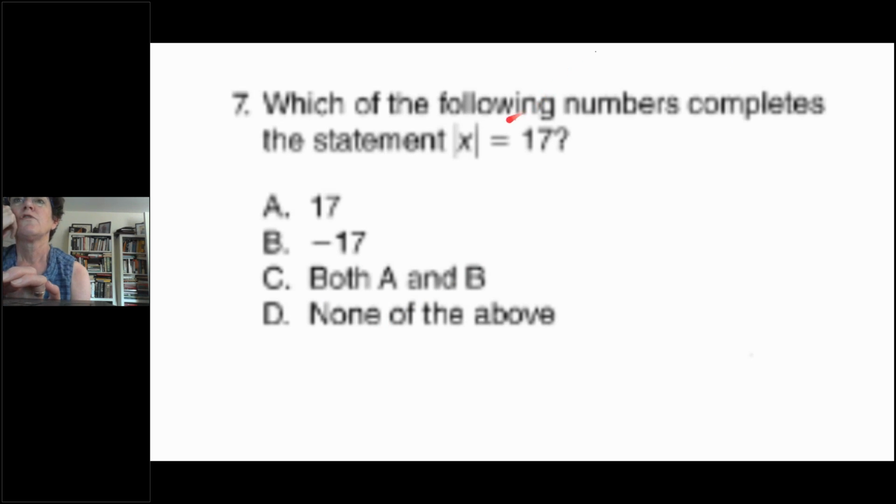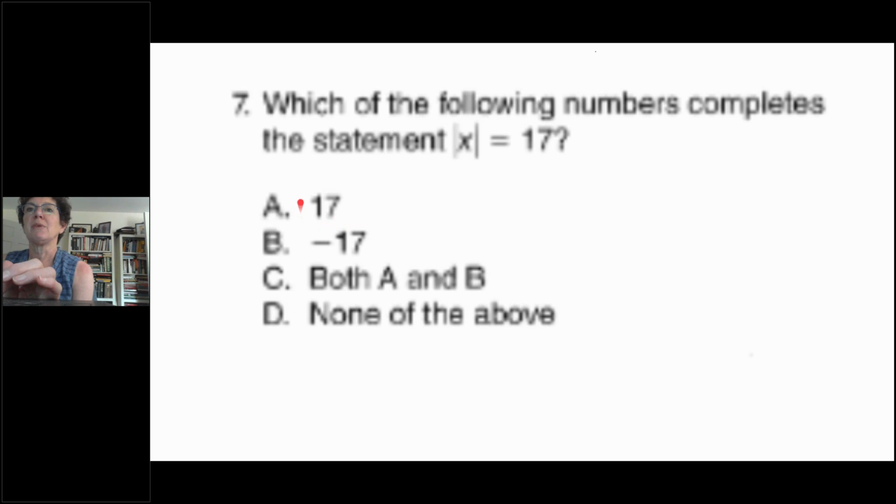So here's another problem that I found on the GED. You can tell because it's very fuzzy when I enlarged it. Which of the following numbers completes the statement, the absolute value of X equals 17? Asking us the same question about plotting those numbers on the number line. The real question is, what numbers, if I put them in the absolute value sign, will equal 17?